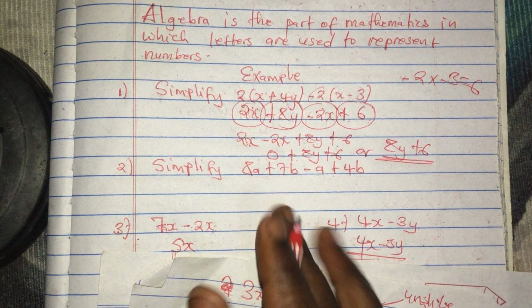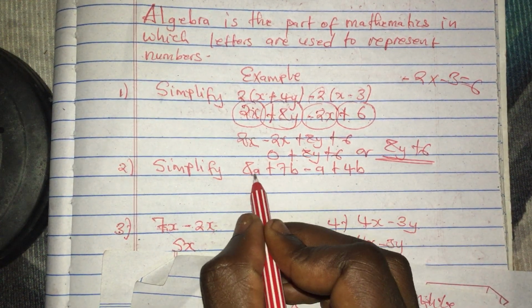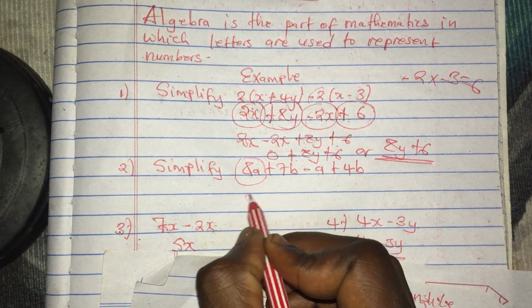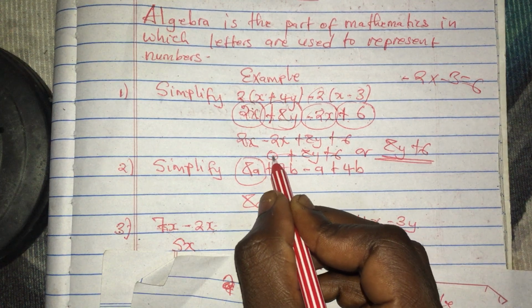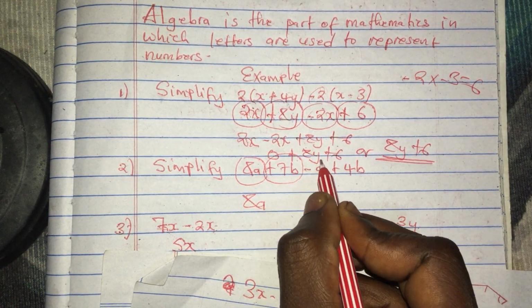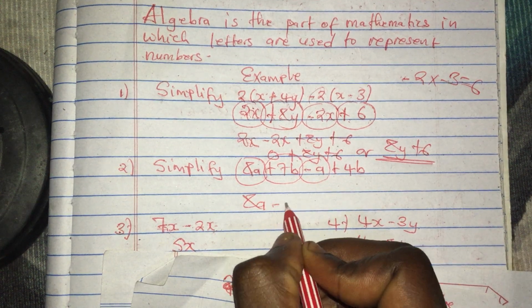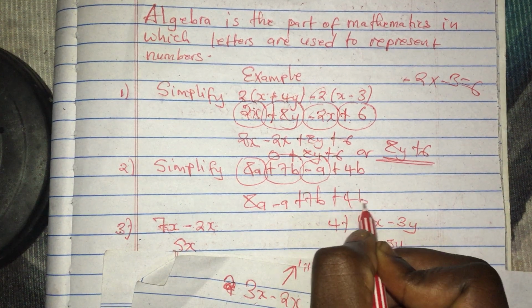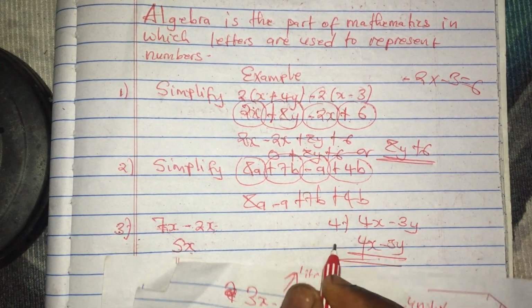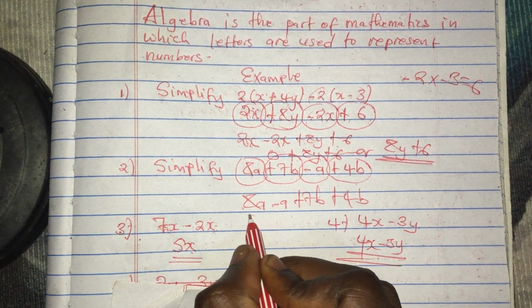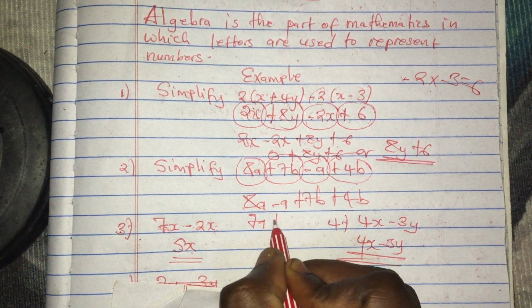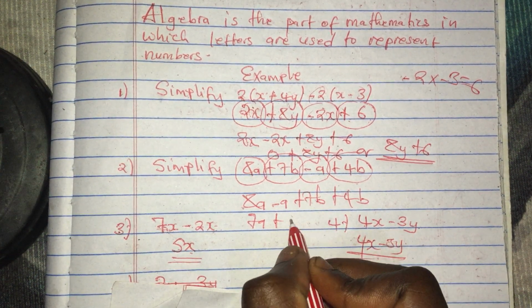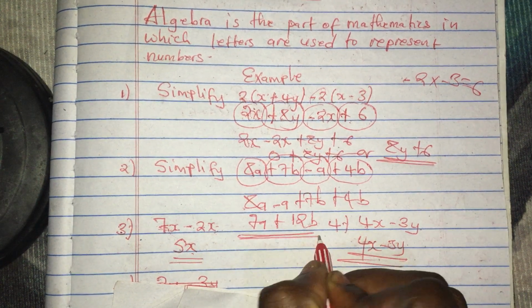All right. So we move to this one. We have 8a plus 7b minus a. Okay. Plus 7b, then plus 4b at last. So here what we're going to do, 8 minus 1 is what? It's 7a, plus 7 plus 4, which is 12. So 7, 8, 9, 10, 11, 12. All right, so this is how it ends.